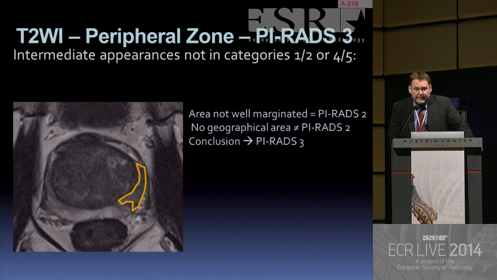What is PI-RADS 3? It means I have intermediate appearances. Very shortly said, I don't know what I'm seeing, but it should be controlled. For example, this is an area here in the left lateral peripheral zone, which is not well marginated. It could be PI-RADS 2, but on the other hand, it's not really a geographic area, so it's not PI-RADS 2. So it's an intermediate appearance, it's PI-RADS 3.